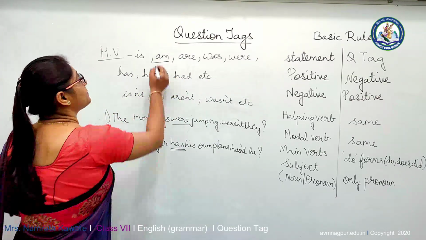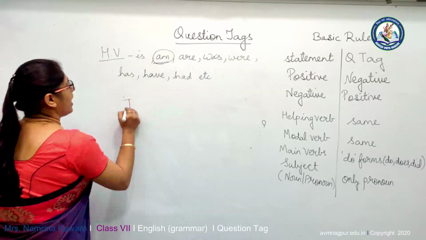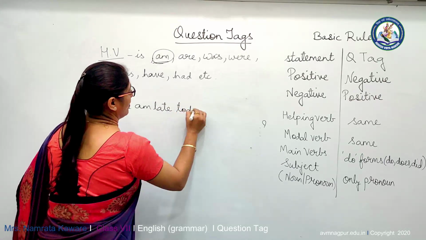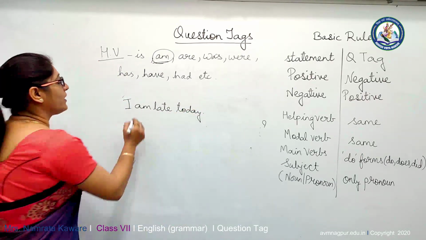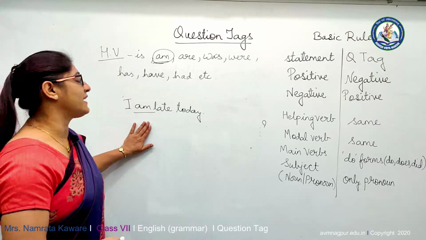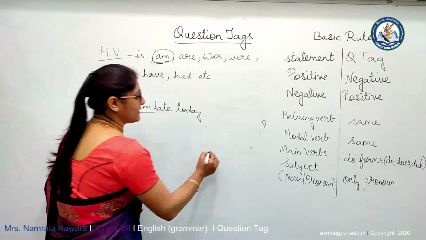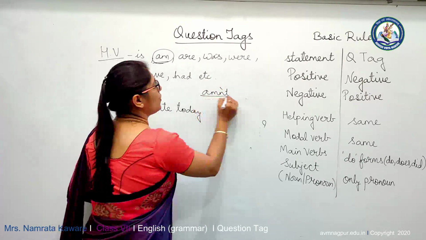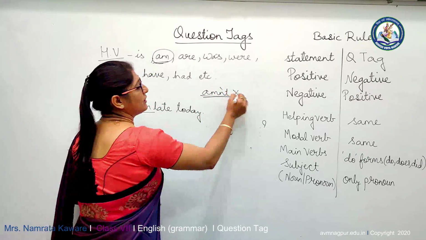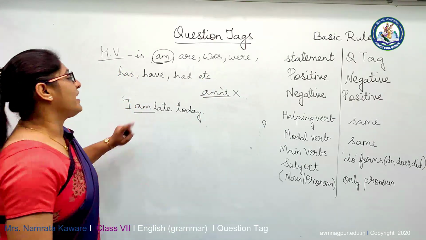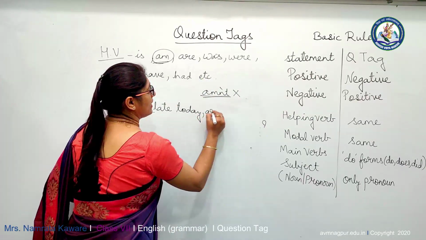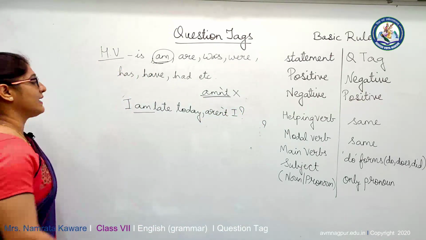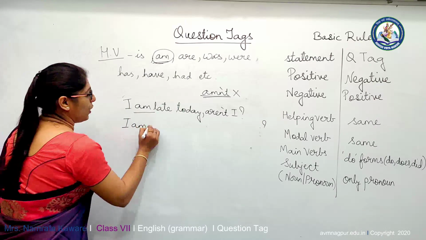But there is an exceptional case, am. I am late today. Now the helping verb which we have over here is am, but we cannot write amn't in the question tag. There is no word called amn't in English conversation. So, in place of amn't, we write aren't. Aren't I. If there is a negative sentence, I am not late today.